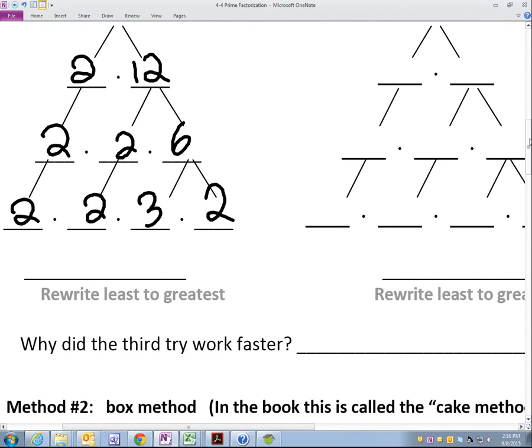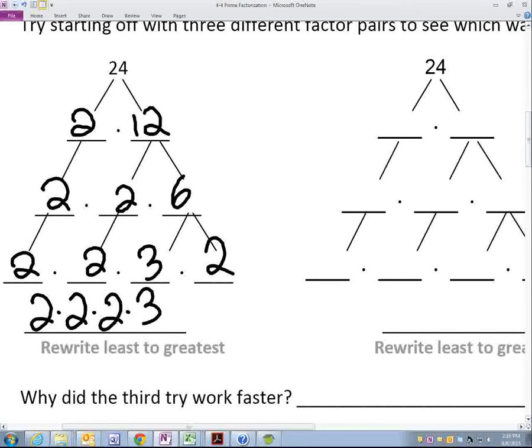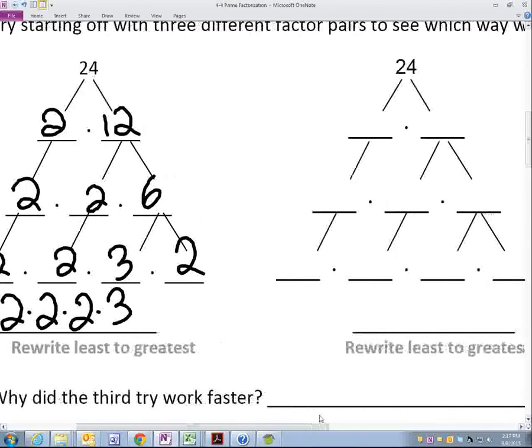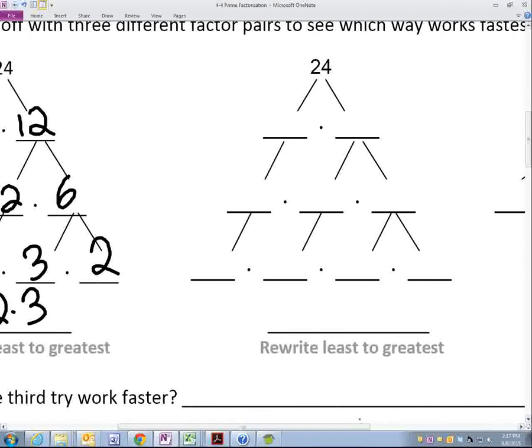Now it says rewrite in order. 2 times 2 times 2 times 3. All those numbers are prime. Yippee! We got it. We're done with that one. But that's not the only way that you can do it. There's other ways you can climb a tree. Because it's the tree method.